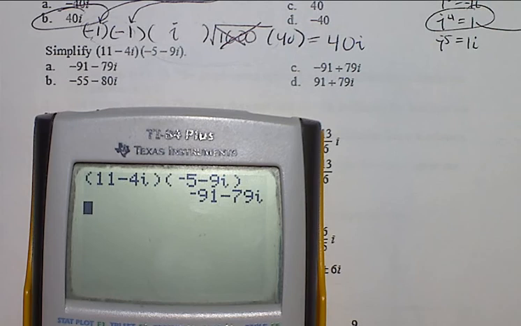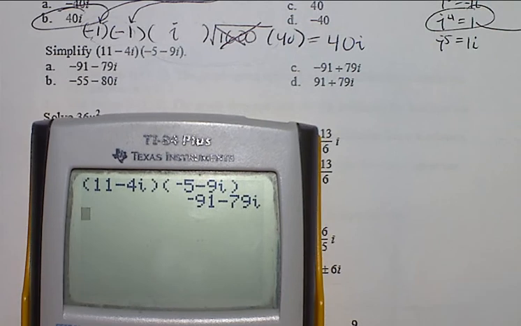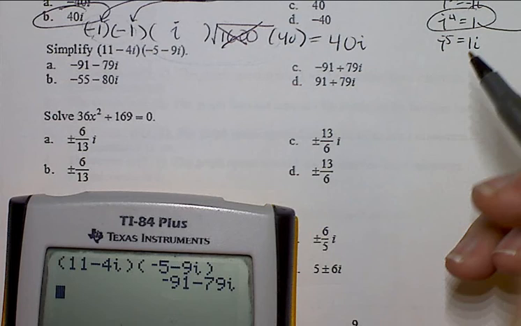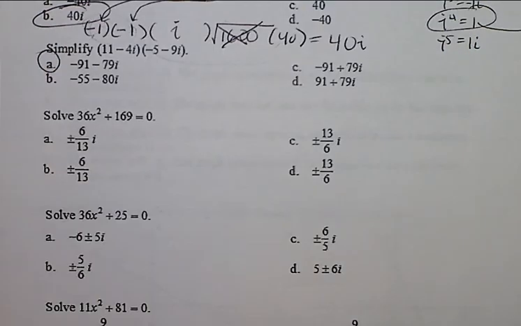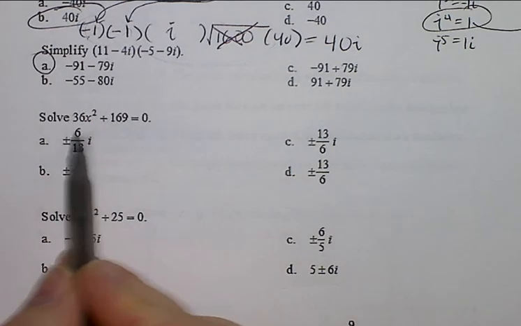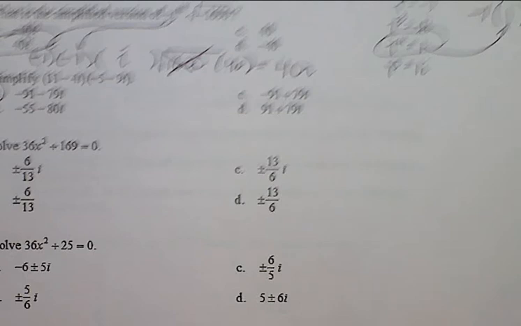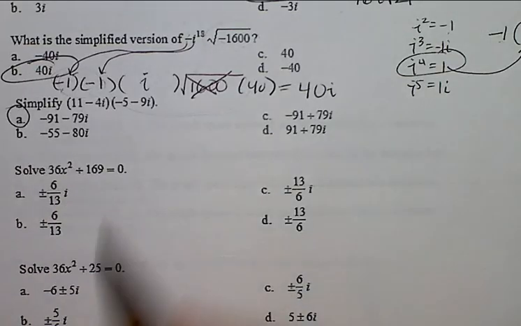I have negative 91, subtract 79i. Correct answer is A. All right, so yes, we could use the calculator to do this, but I think that partially we can do this by simply solving with methods that you can do pretty quickly.